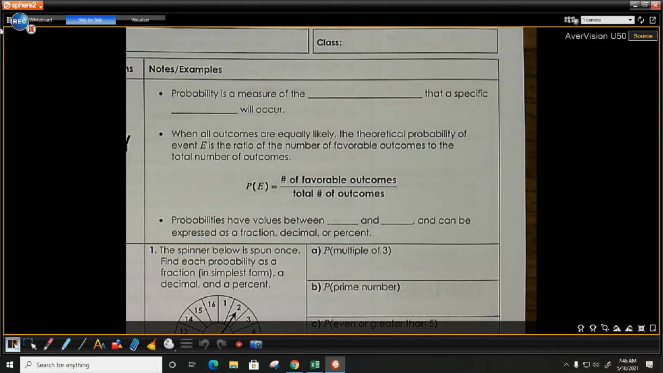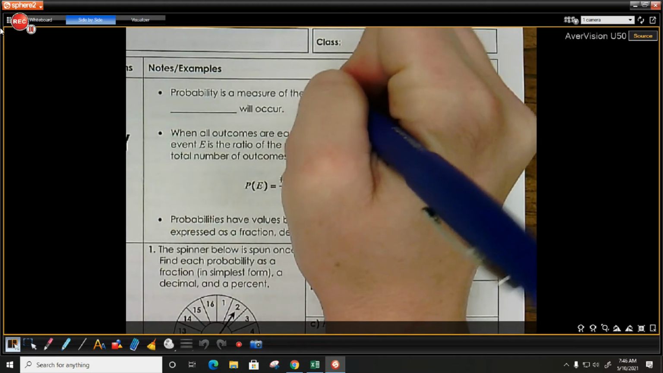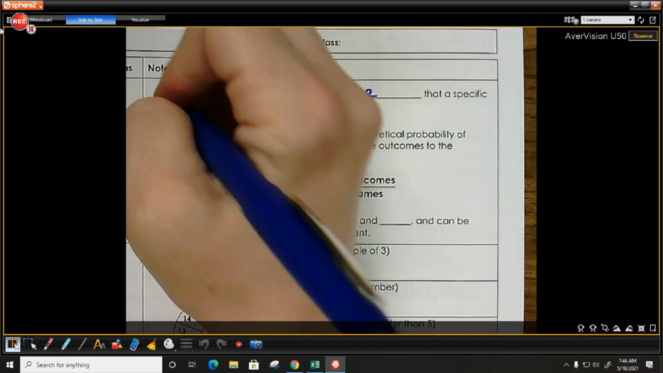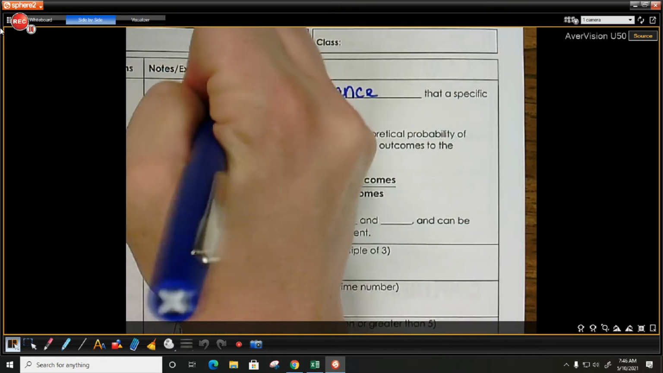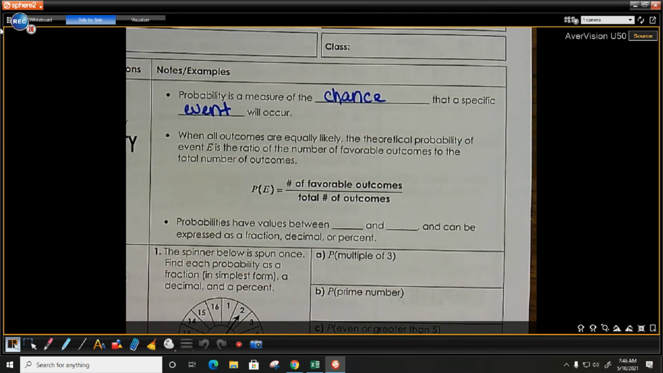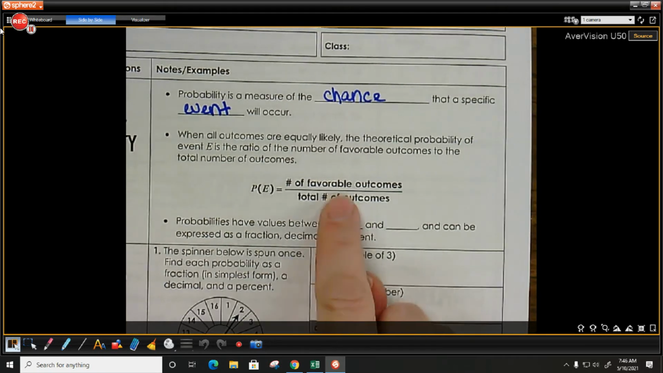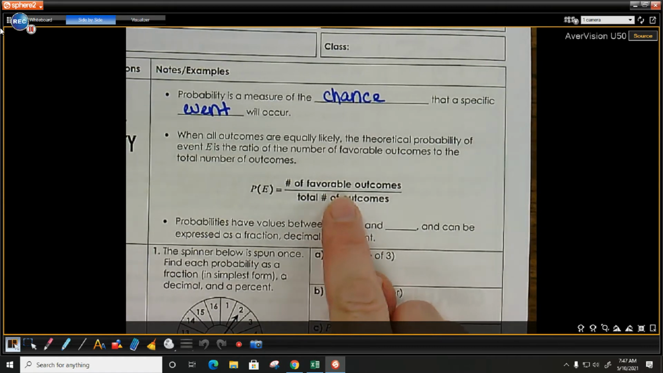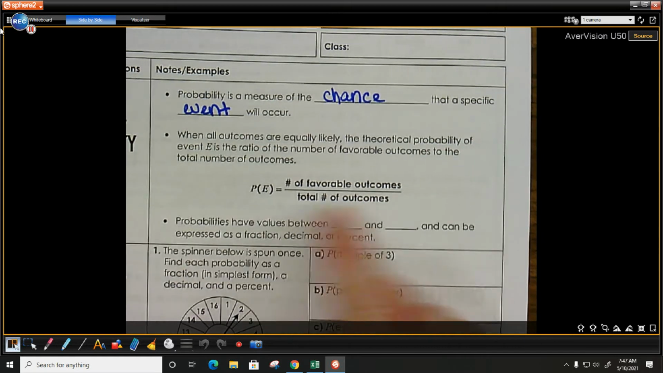Probability is a measure of the chance that a specific event will occur. When all outcomes are equally likely, the theoretical probability of the event E is the ratio of the number of favorable outcomes to the total number of outcomes. So you just divide the number of times you would expect it to happen over how many total outcomes there are. We just did finding the total number of outcomes.